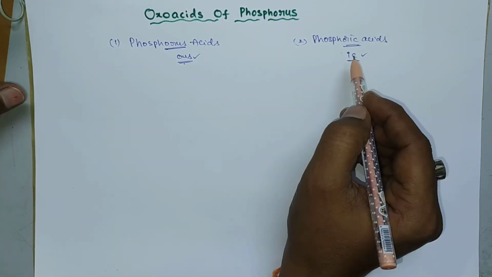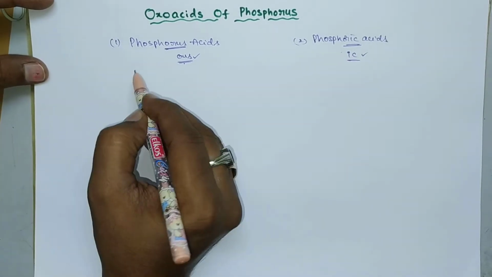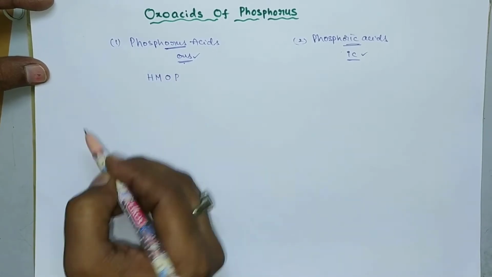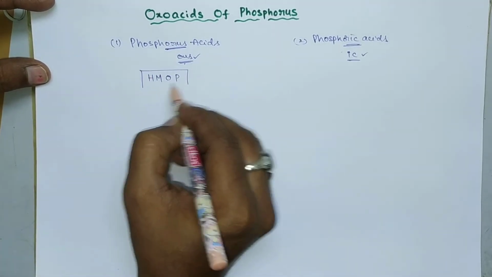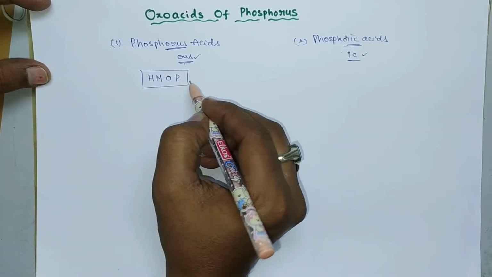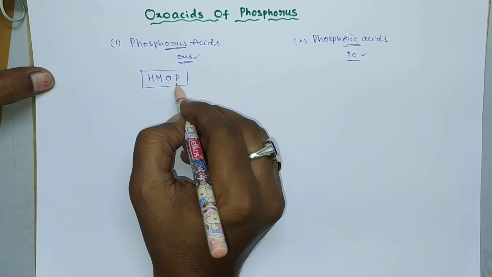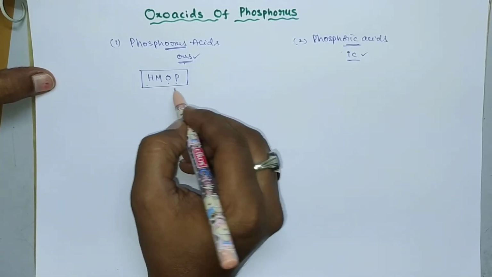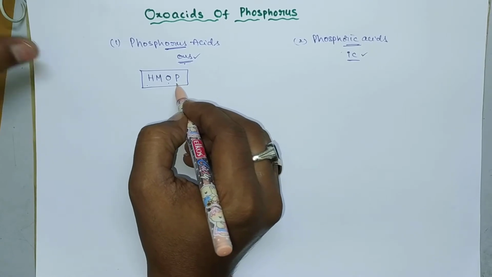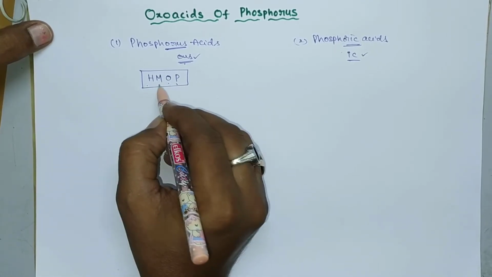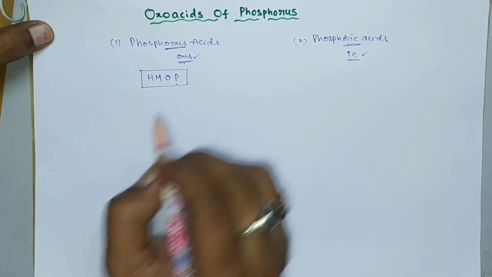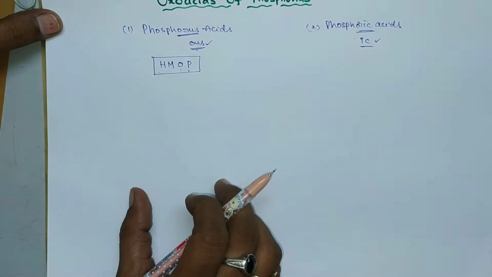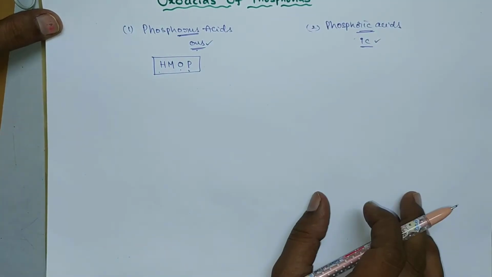Now let us go to the trick. Here we have to remember HMOP. HMOP means HM is observing pupil, so headmaster observing the students. Pupil means students. You have to remember this one. If you remember this, you can easily write all the phosphorus acids and also phosphoric acids.